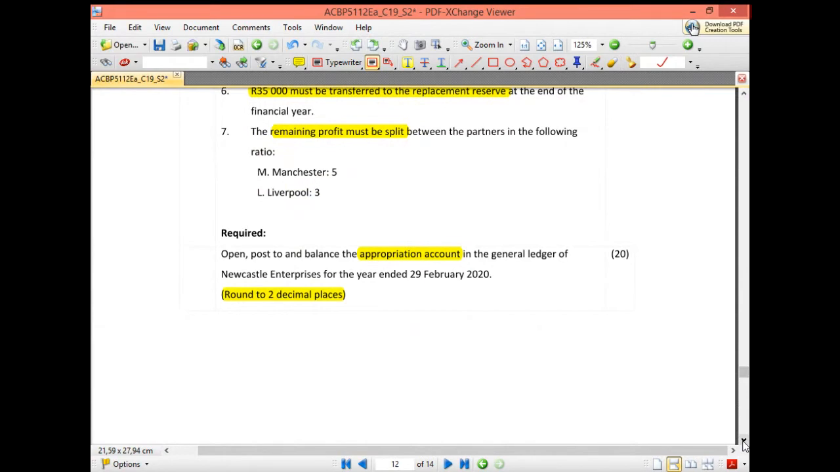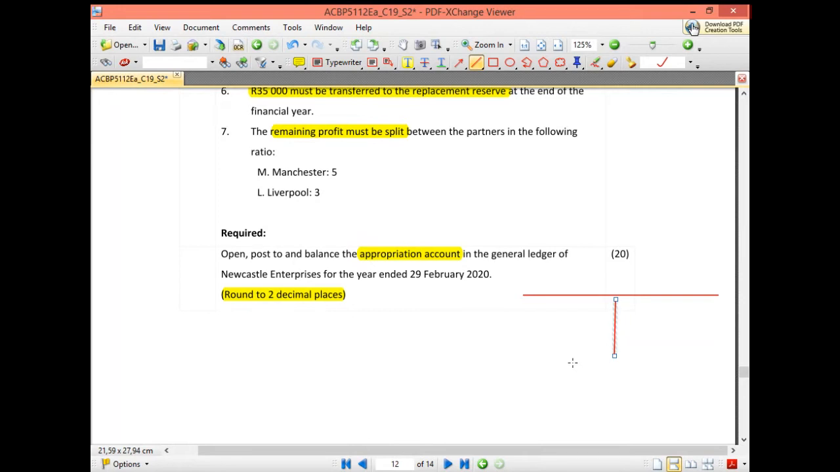So in this question, they ask you to open, post to, and balance the appropriation account in the general ledger of Newcastle Enterprises for the year ended 29 February and round to the second decimal place. Now here they've indicated you need to round it to the second decimal place. So if they tell you that, it means some of the amounts will have cents in them. Now remember, a general ledger account looks like this. We also call it a T account. Okay, so that means you need to do an appropriation account, but in this format. A general journal is what we've done previously in the previous question.